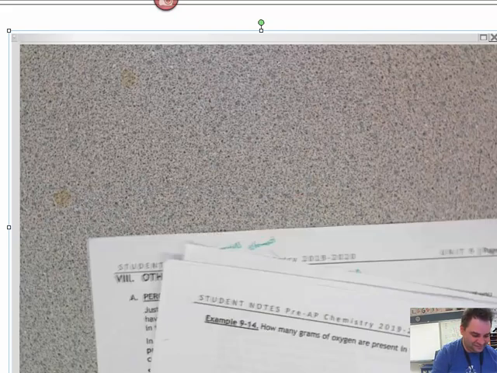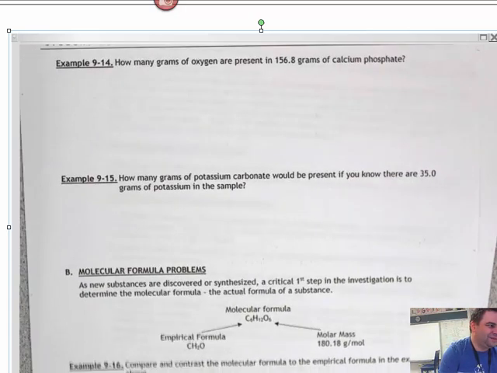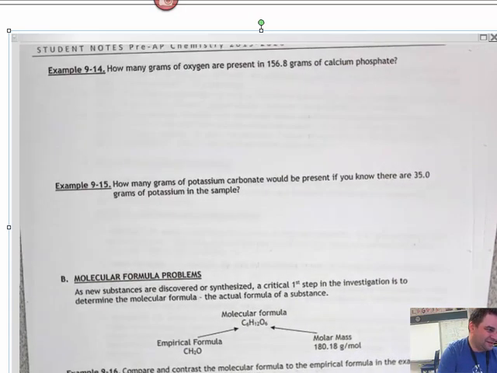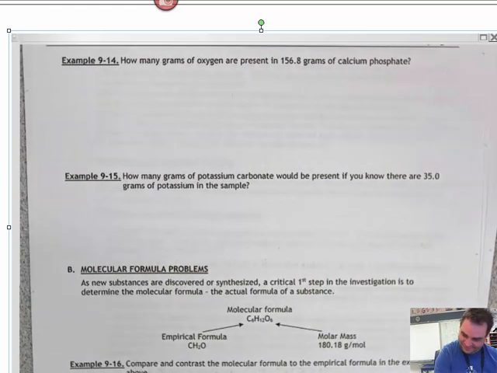Page 7. Okay. Here we go. How many grams of oxygen are present in 156.8 grams of calcium phosphate?